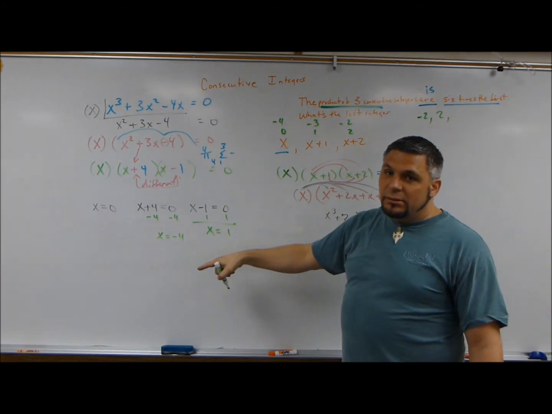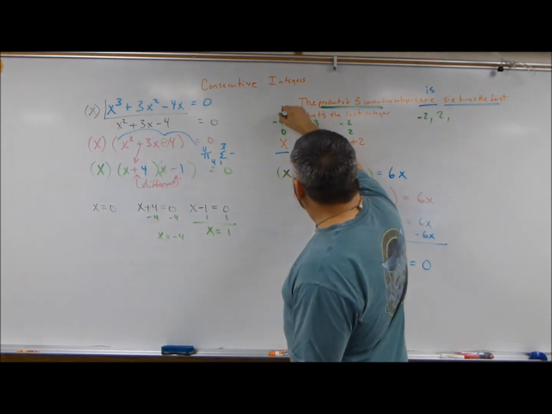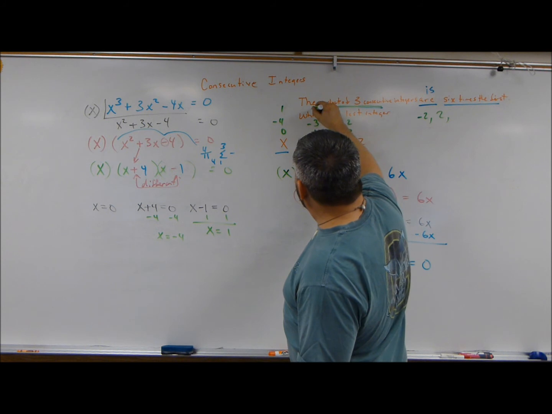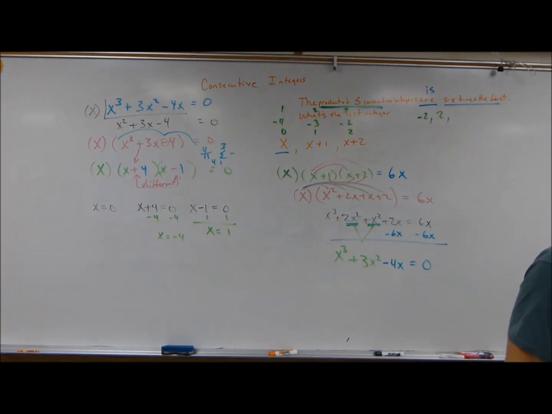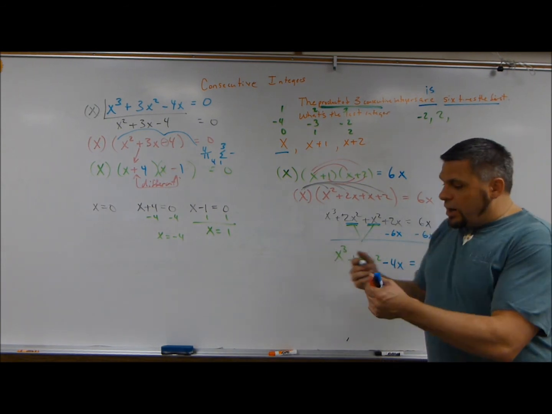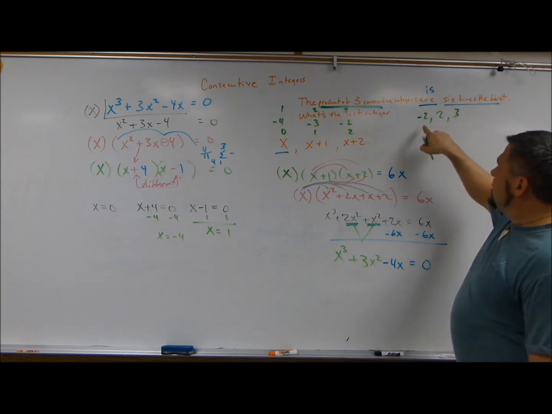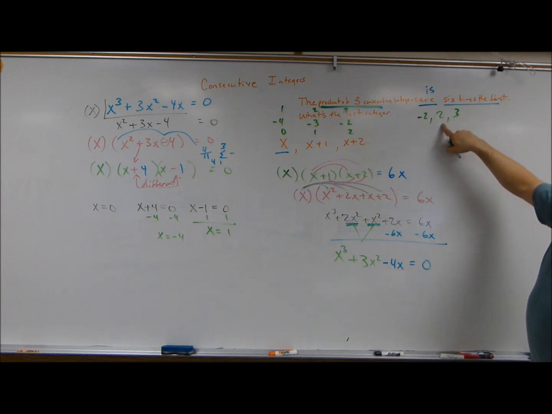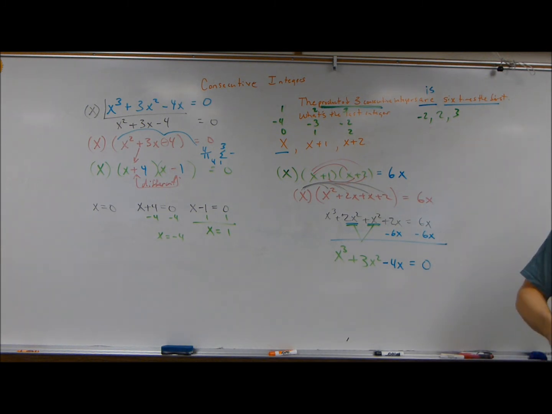one more, right? What if the first was 1? 1, 2, and 3. We always want to double check: what's 1 times 2 times 3? 6. And what's 6 times 1? 6. So it works. So the last integer could be negative 2, 2, or 3. And that's how you would write it.